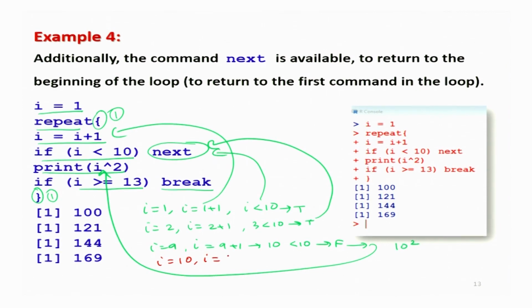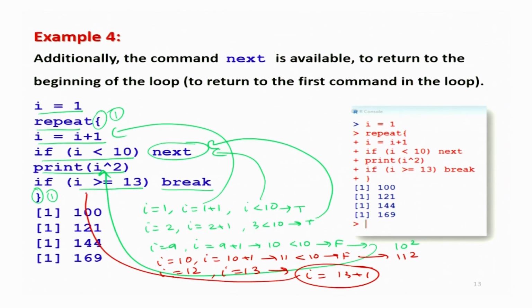From 10 it becomes 10 plus 1, 11, and 11 is less than 10 is false. So, it will print 11 square, and then it will continue to I equal to 12 and I equal to 13. As soon as it becomes I equal to 13, then I becomes 13 plus 1, and then this condition is checked: I is greater than or equal to 13, yes, and the loop will break here, and you will get the outcome as 10 square, 11 square, 12 square and 13 square. So, this is how things work in this repeat loop also.